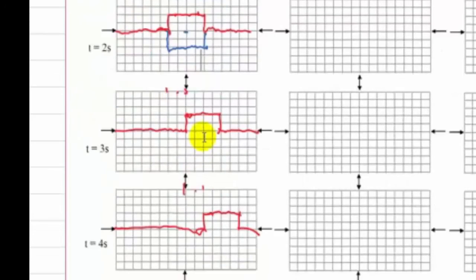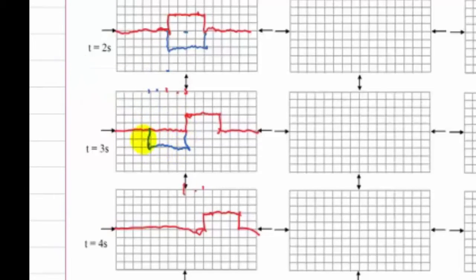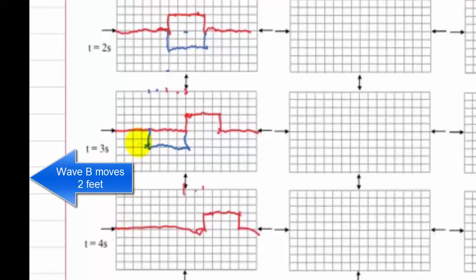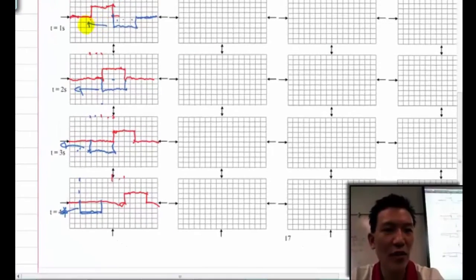Yeah? There we go. And then at 3 seconds, there we go. Wave B moves over another 2 feet. So 1, 2. There we go. 1, 2, 3, 4. Woo! And then finally, after 4 seconds, wave B moves another 2 feet, or 8 feet altogether. So the front of the wave should be there. So all I'm doing is just drawing each wave every second, traveling at 2 feet per second. There's wave B going to the left, and then wave A going to the right.